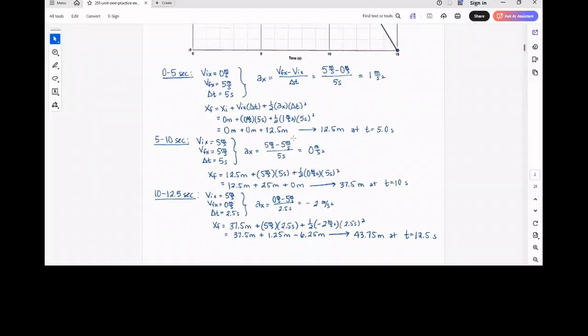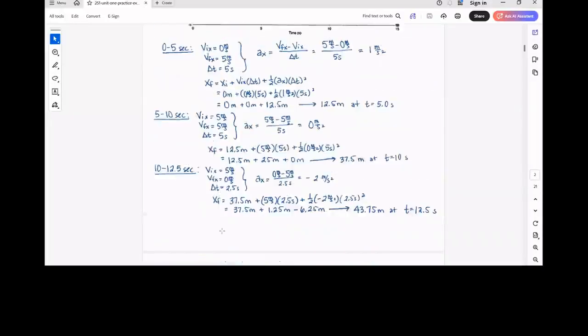I can take the final position from the previous step and make that the initial position in the next step. And I don't have to change the equation I'm using either. The same one will work for all steps of this problem. Now I plug in a 0 for the acceleration. I get 12.5 meters plus 25 meters plus 0 meters. So that's really the amount of distance that this object adds as a result of just moving 5 meters per second for 5 seconds, but without changing velocity.